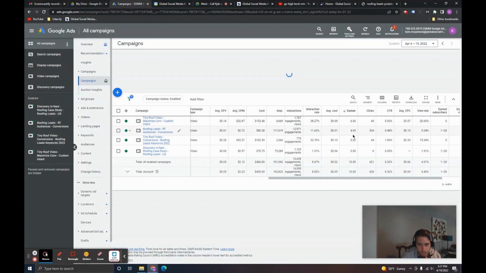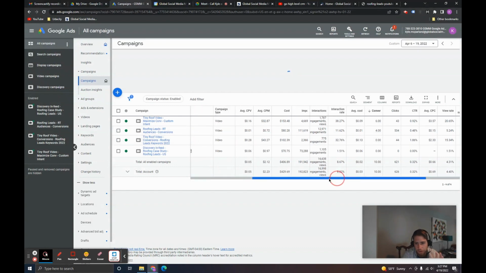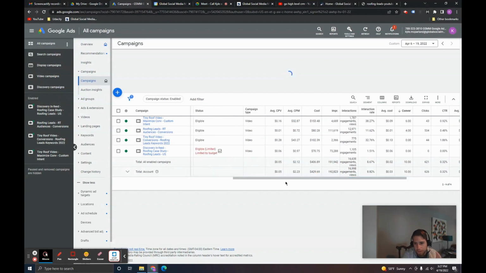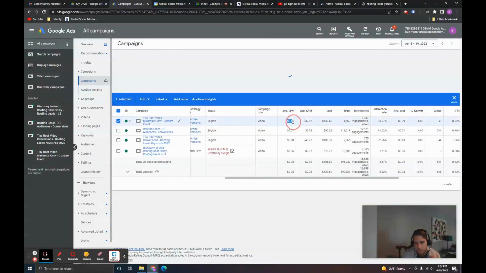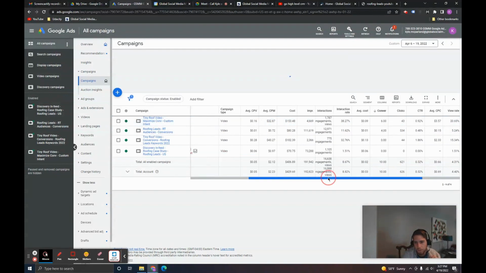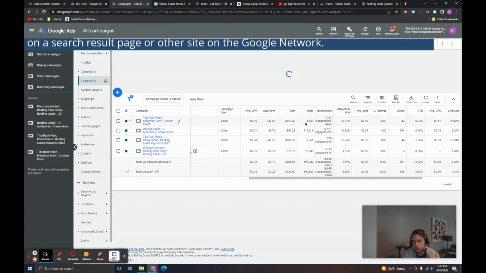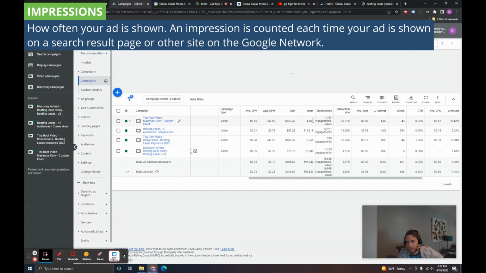Backing out further, we can see views. This is cost per view right here. For this campaign, on average, it costs 16 cents for someone to watch the ad. And then the furthest metric from conversions is impressions. This is pretty much how many screens the ad appeared on.